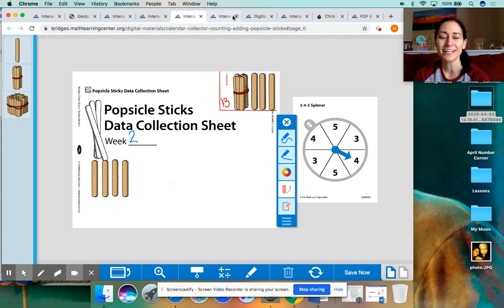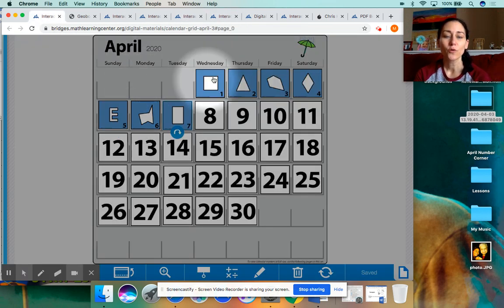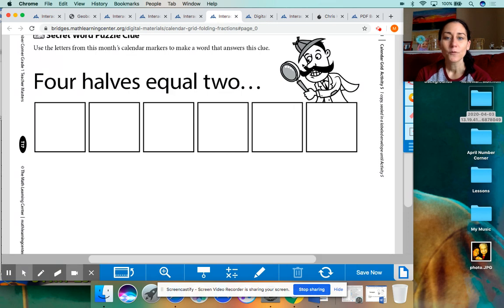And let me bring you now to the new page, because if you remember from our calendar, instead of all these shapes, we ended up having a letter on one of the cards on April the 5th, Sunday. That was a letter. And we have a little mystery to solve this month. We have this problem. It says four halves equal two blank. What we're going to do is keep track of all of the letters that appear on our calendar this month. And then we have to unscramble the letters and put them in these boxes, and it will make a word.